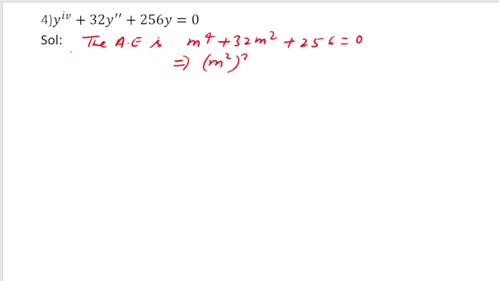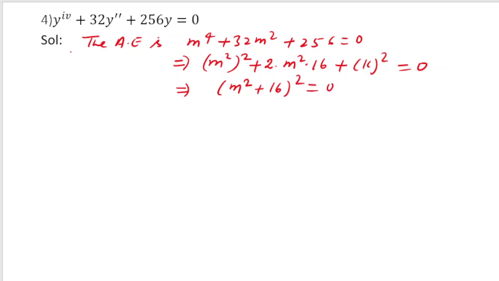m^4 can be seen as (m^2)^2, and 256 can be seen as 16^2, and this term 32m^2 can be seen as 2 into m^2 into 16. So this is basically a^2 plus 2ab plus b^2. In place of a we have m^2, and in place of b we have 16. So this whole square is equal to 0.